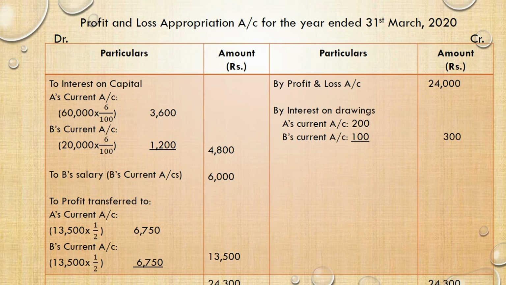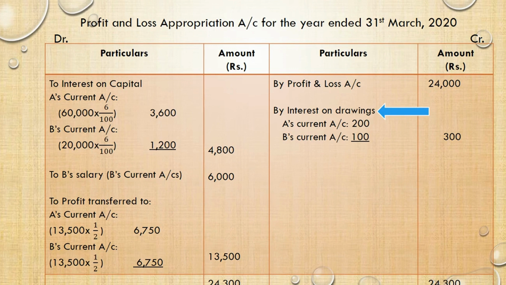Now you know this, how to prepare appropriation account. First item in the appropriation account is the net profit given in the question by profit and loss account, that is 24,000. Next in the credit side is interest on drawings.